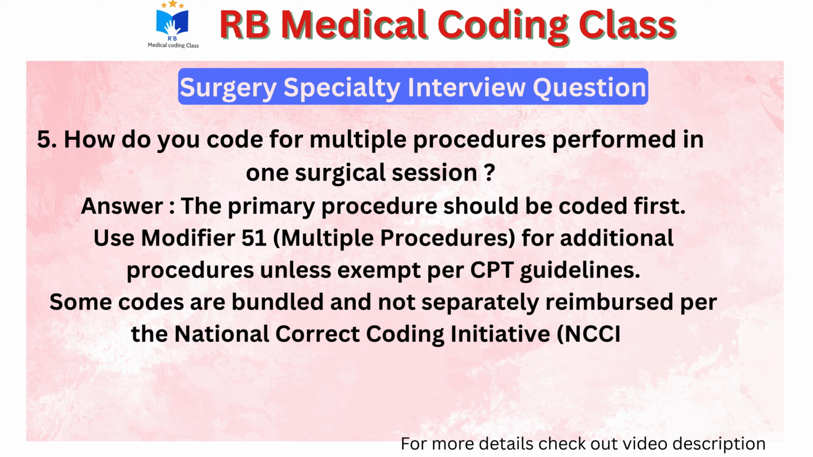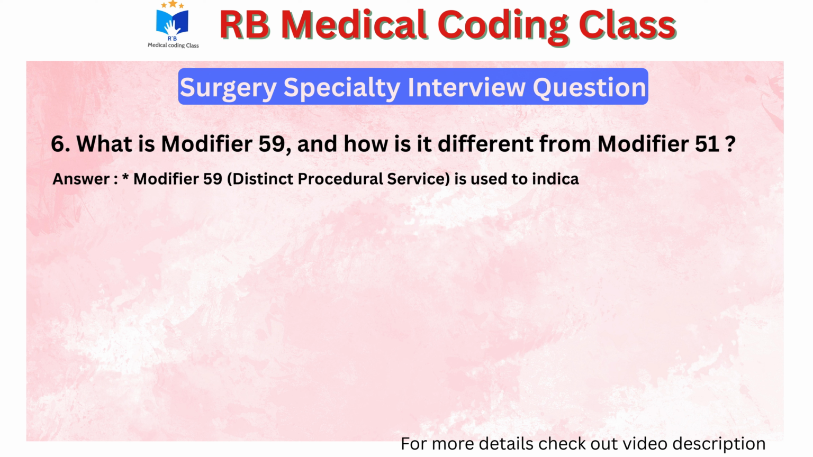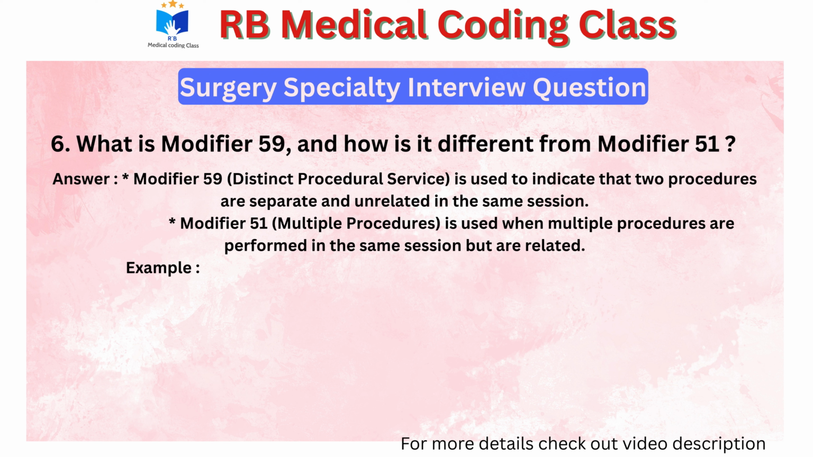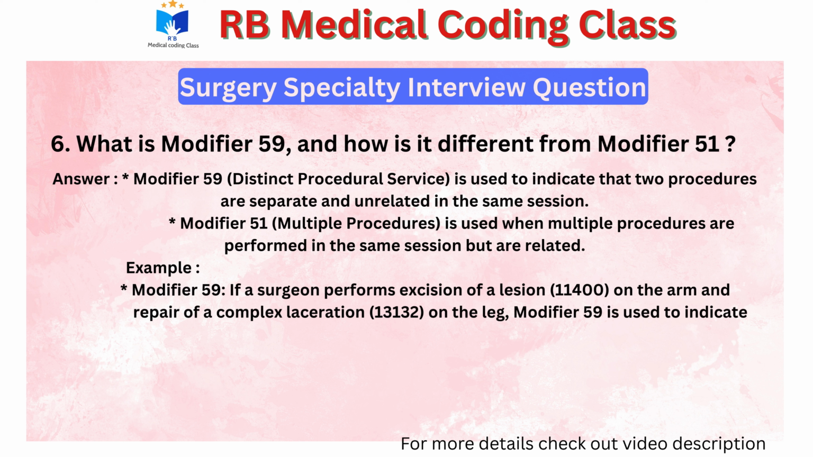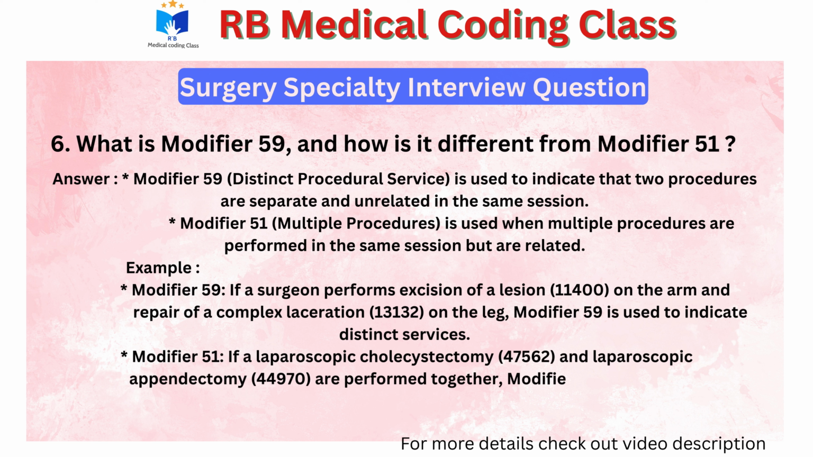Question 6. What is Modifier 59, and how is it different from Modifier 51? Answer. Modifier 59, distinct procedural service, is used to indicate that two procedures are separate and unrelated in the same session. Modifier 51, multiple procedures, is used when multiple procedures are performed in the same session but are related. Example: Modifier 59. If a surgeon performs excision of a lesion, 11400, on the arm and repair of a complex laceration, 13132, on the leg, Modifier 59 is used to indicate distinct services.